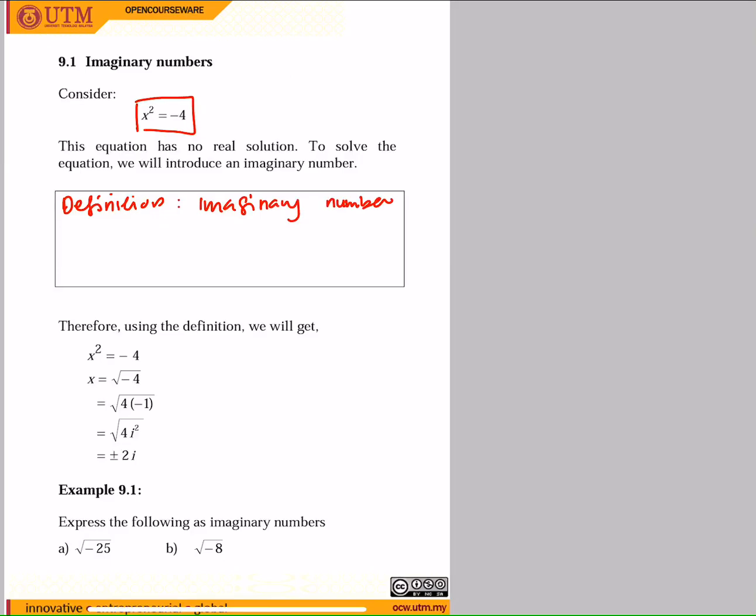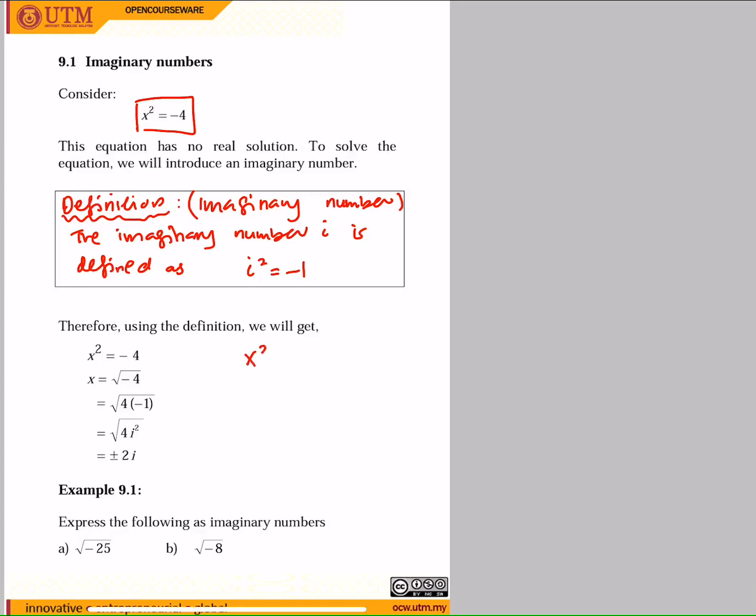So what is the imaginary number? The imaginary number i is defined as i squared equals minus 1. This is the definition for the imaginary number. By using this i squared equals minus 1, we can solve x squared equals minus 4.